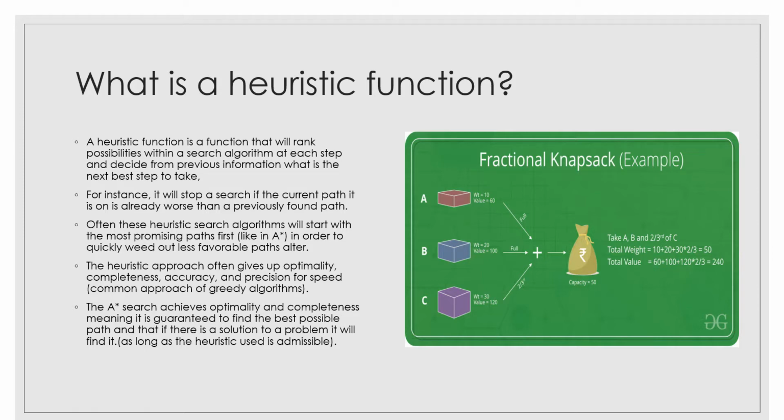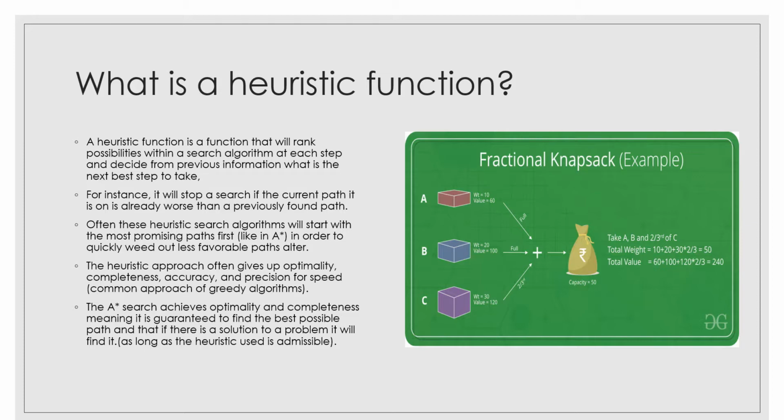The heuristic approach usually gives up optimality, completeness, accuracy, and precision for speed. It does that because it wants to get the answer as quickly as possible. If you want the optimal path, you would have to calculate every single possible one first, so basically it's making decisions along the way. But luckily for A-star, it can achieve optimality and completeness, which means it's guaranteed to find the best possible path if it exists, assuming that the heuristic used in A-star is admissible. I'll go into a little bit later what it means for a heuristic function to be admissible.